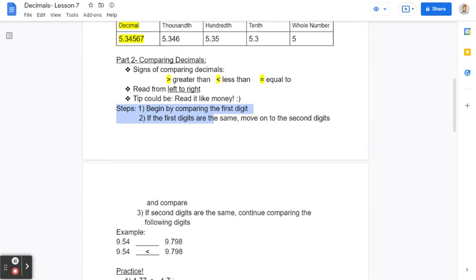And when we're comparing decimals, some steps are: first begin by comparing the first digit. But if the first digits are the same, you can move on to the second digits and compare them. If the second digits are the same, then you move on to the third digits and so on until you are able to compare the two decimals so that it doesn't look like they're equal.